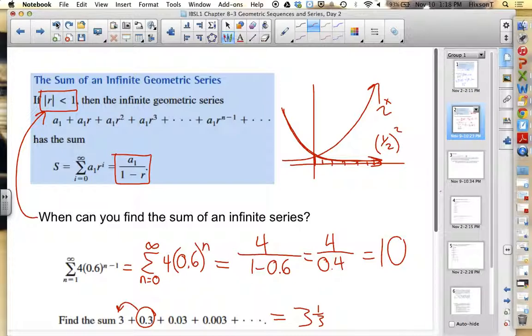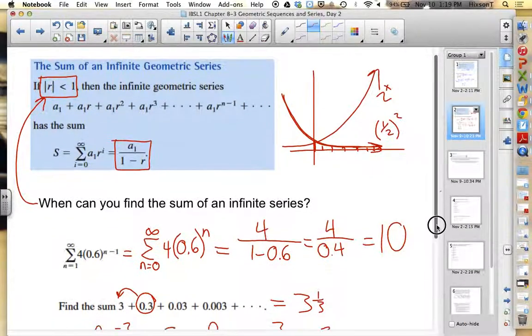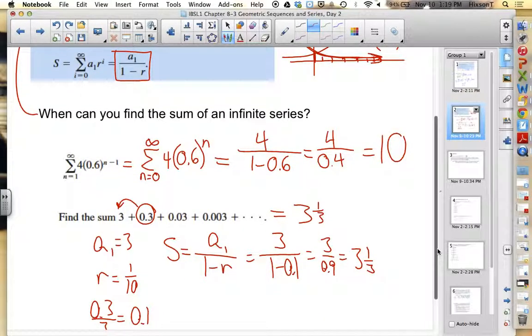Yeah. Can I ask another question? Is the sum of an infinite series an exact number? It is. This one is exactly 10, and this one's exactly 3 1/3. Yeah, I understand the 3 1/3, but how is it 10? I mean, it never reaches 0, so why is it an exact number?